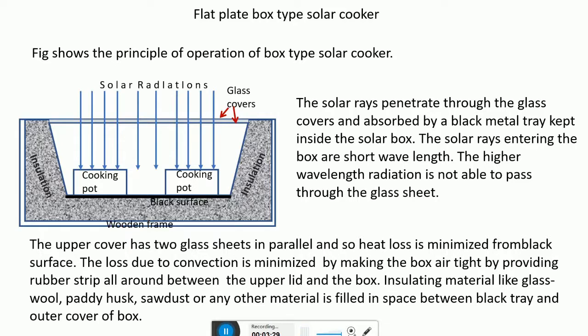The upper cover of the cooker has two glass sheets in parallel, and thus heat loss through re-radiation is minimized from the black surface. The loss due to convection can be minimized by making the box airtight, by providing a rubber strip all round between the upper lid and the box. Insulating material like glass wool, paddy husk, sawdust, or any other material is filled in the space between the black tray and the outer cover of the box. This minimizes heat loss due to conduction.